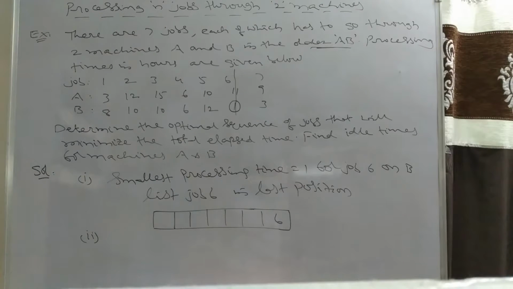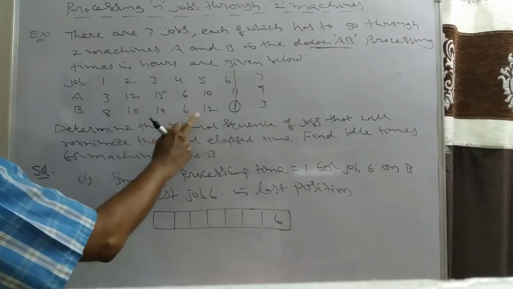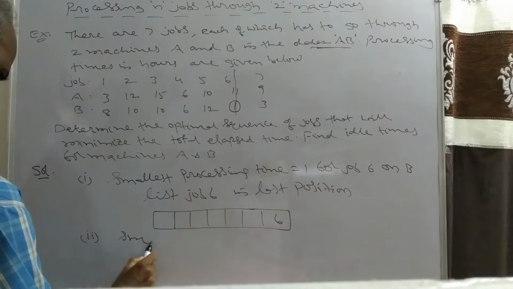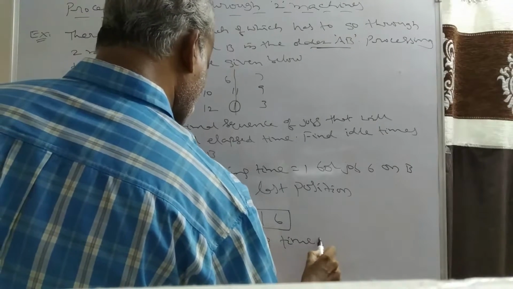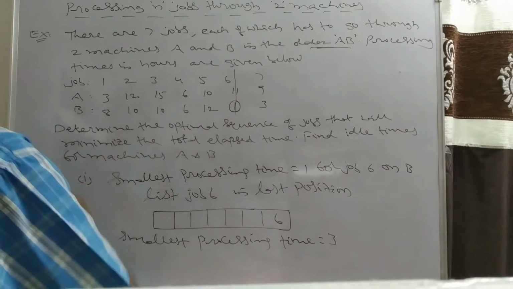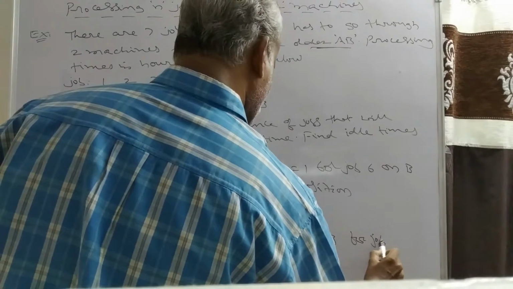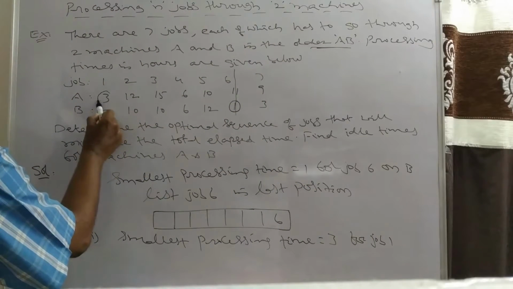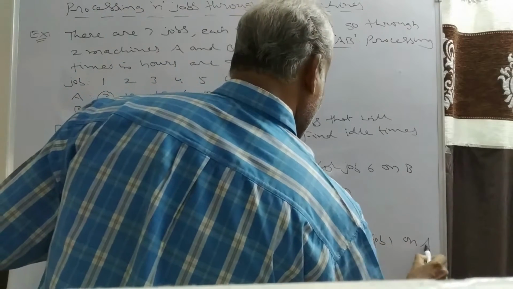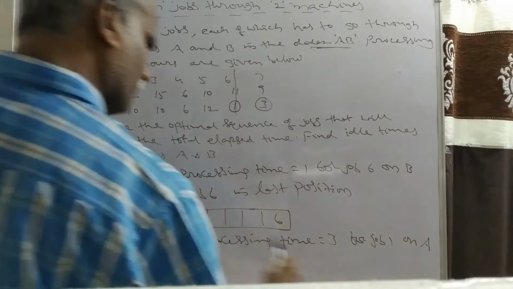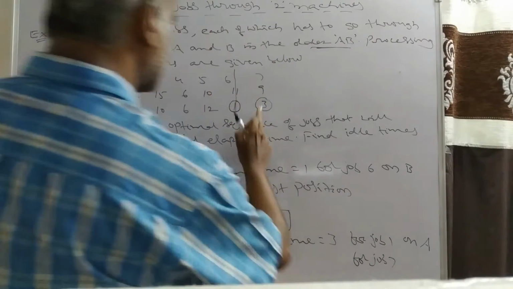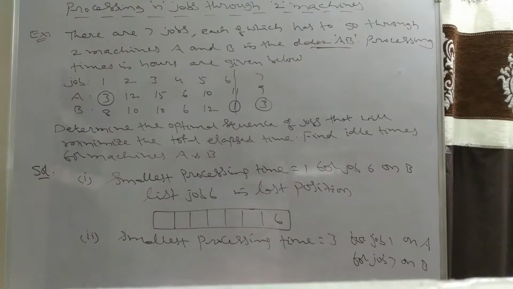Next, in the remaining table, what is the smallest processing time? The smallest processing time is 3, for job 1 on A. Next, another one, 3 for job 7 on B.